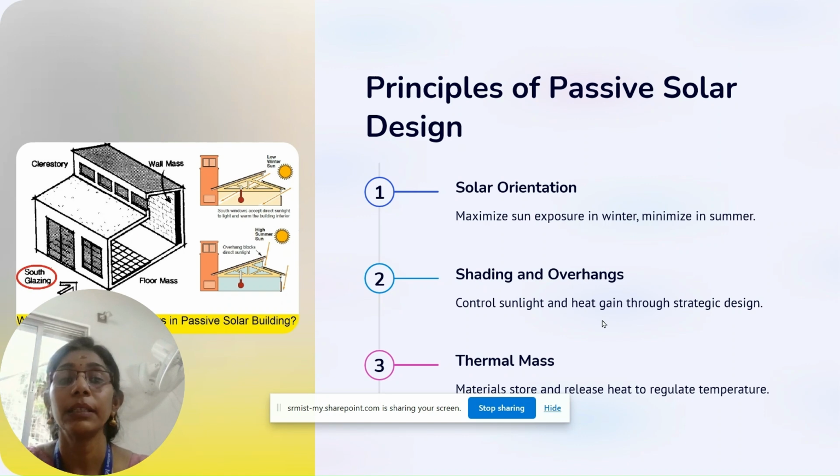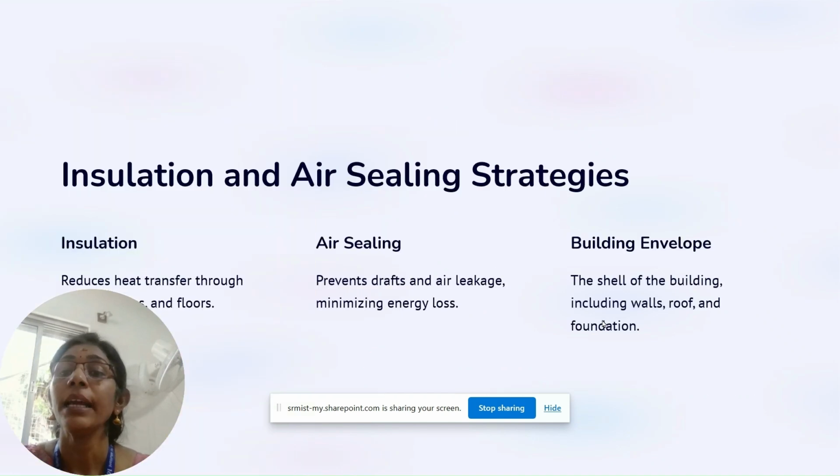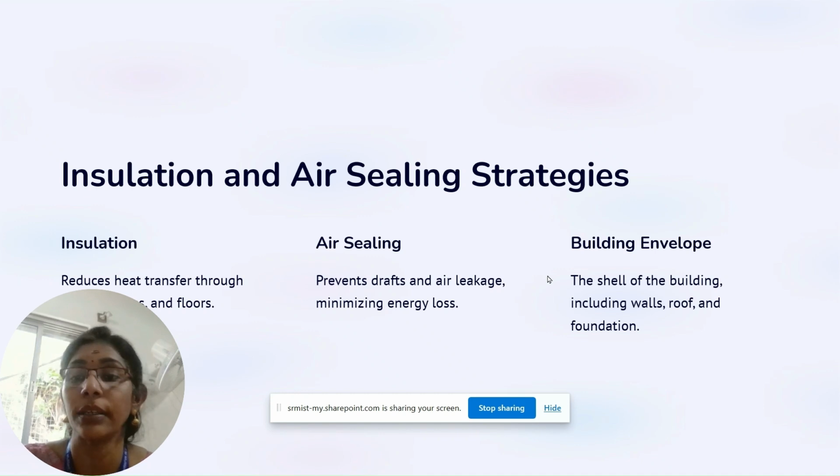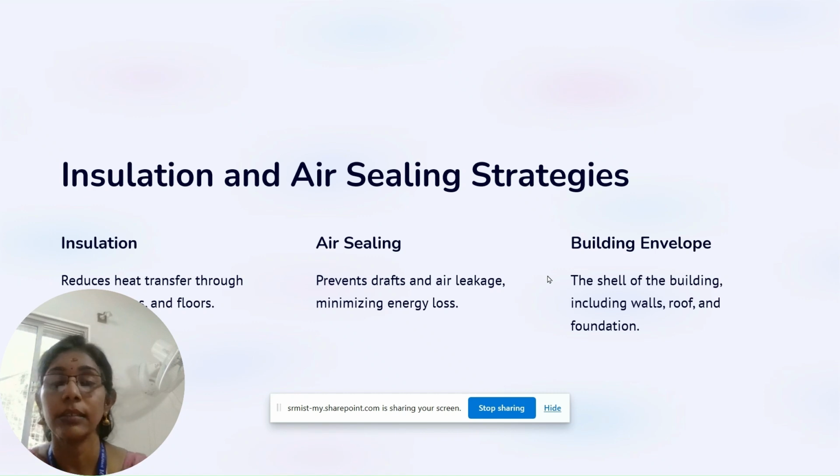So, when I say passive methods, any one of these three, or even all the three can be implemented. In addition to that, we have something called insulation and air sealing. The main purpose of insulation is to reduce the heat transfer, and this heat transfer occurs through the walls, ceilings as well as the floors. So when we prevent air leakage or minimize energy loss, we are able to accomplish the air sealing. The next is building envelope. The entire shell of the building, that is the walls, roof and foundation, are properly insulated. So you get a thorough insulation. So these are the other insulation strategies.